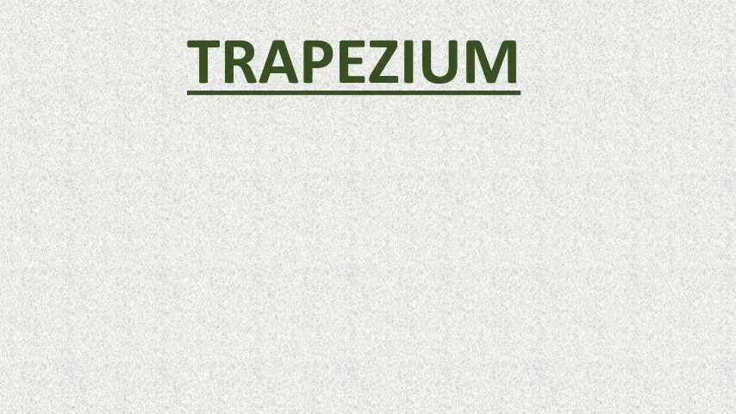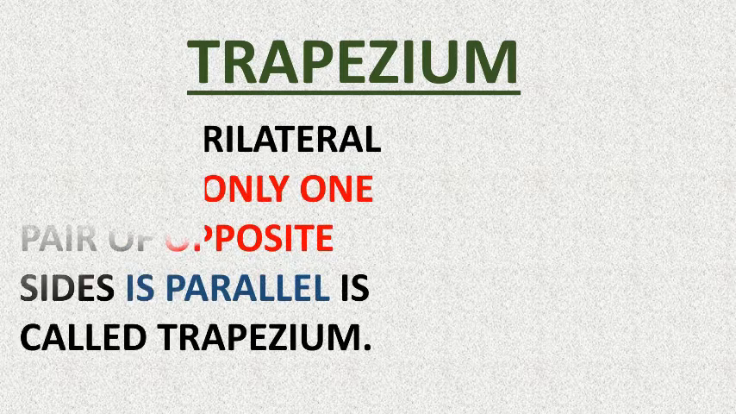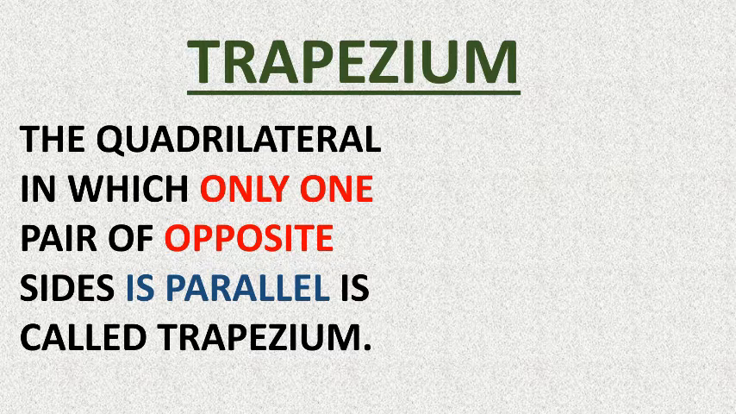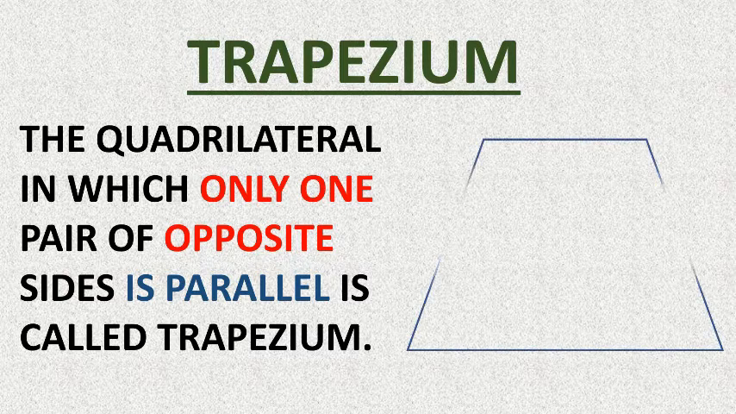Next we have trapezium. Now what is a trapezium? The quadrilateral in which only one pair of opposite sides is parallel. Just read it properly. Only one pair of opposite sides is parallel. This is called trapezium. This is the only figure till now which has only one pair of parallel sides. Otherwise, whatever we have read in the previous, it has at least two pairs of parallel sides. Let's observe the figure. So this is a trapezium in which only one pair of opposite sides is parallel, and there is no side equal, as you can see here.